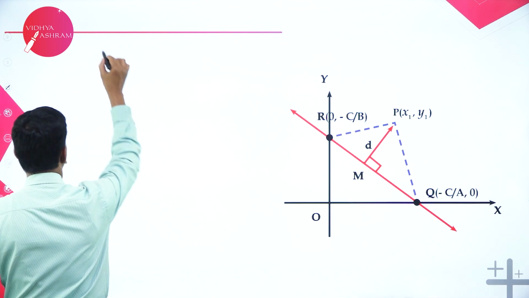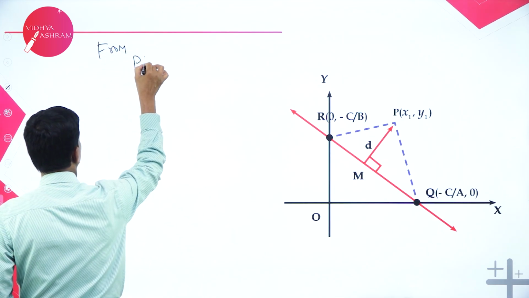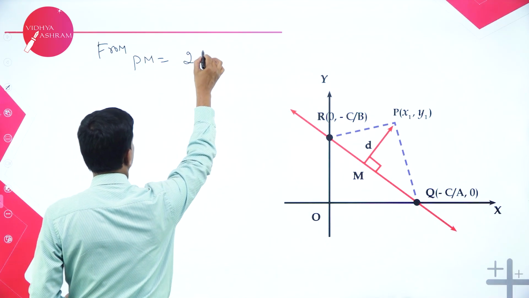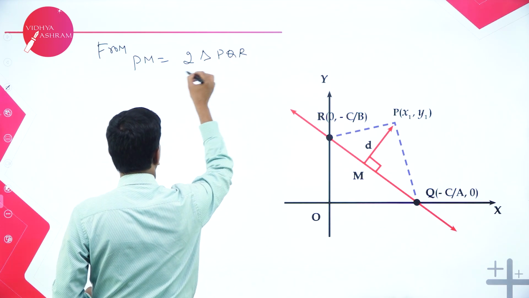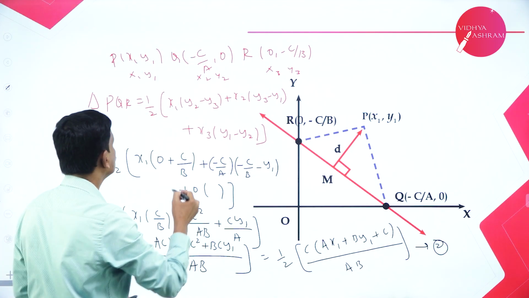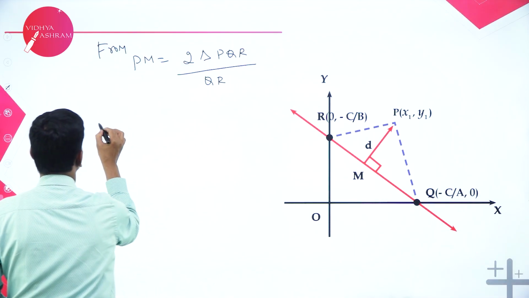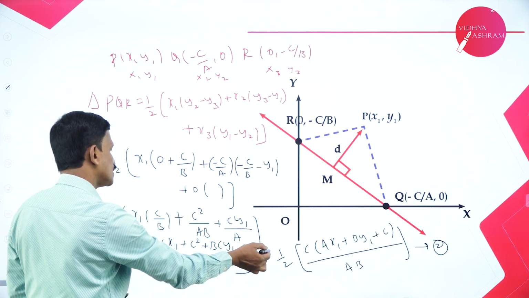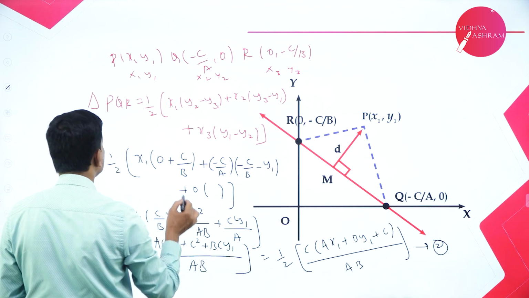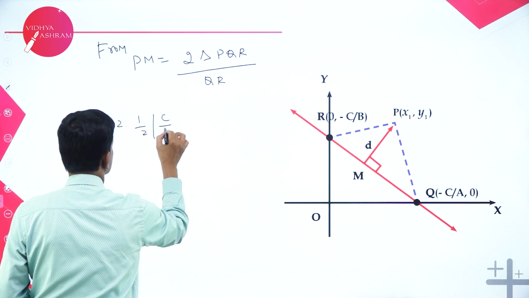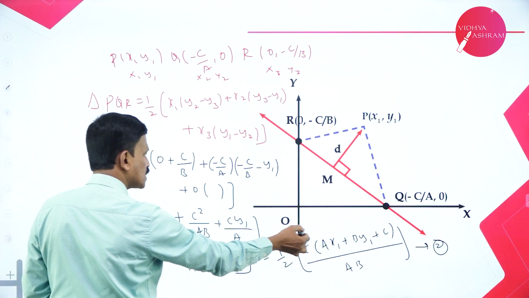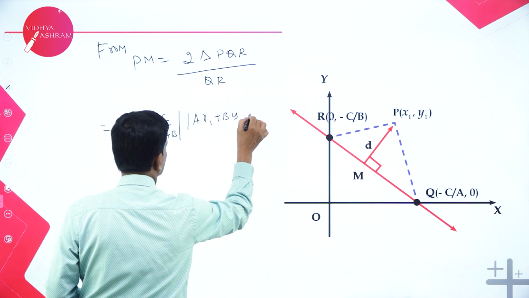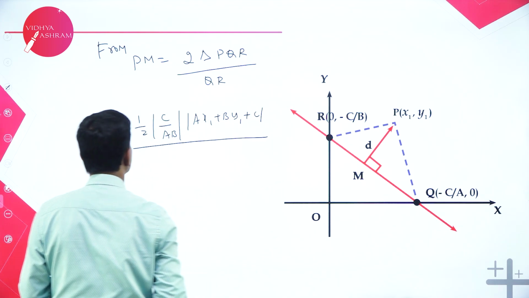Therefore, from the equation, what is PM? PM is equal to 2 times area of PQR divided by QR. Now substitute the values. So 2 into, what is area of triangle PQR from equation number 2? That is nothing but 1 by 2 into C by AB into mod of (AX1 plus BY1 plus C), whole divided by QR.